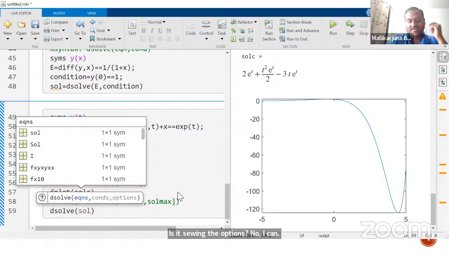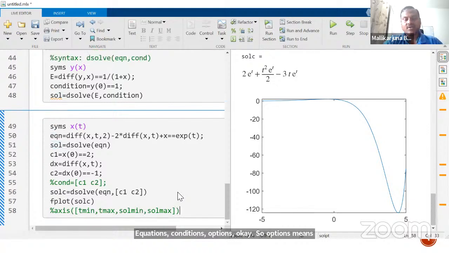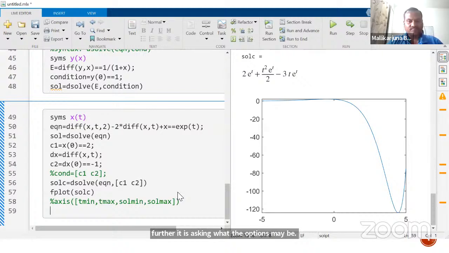Equations, conditions, options. Okay. So options means, see, for certain differential equations, there are parameters, like eigenvalue problems. For eigenvalue differential equations, that is right: whatever that parameter is, how you define those parameters, maybe for that it is asking what the options may be. That option is another phenomenon. Just explore what options means. Usually options means any additional parameter. For eigenvalue differential equations, maybe that is useful, I think.